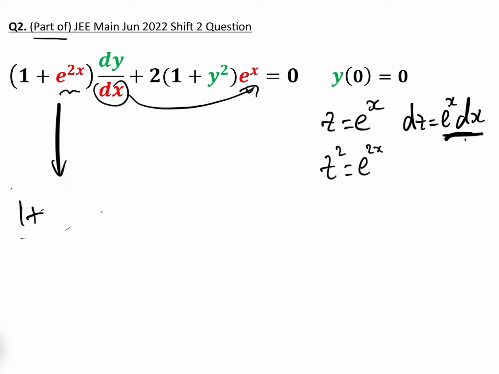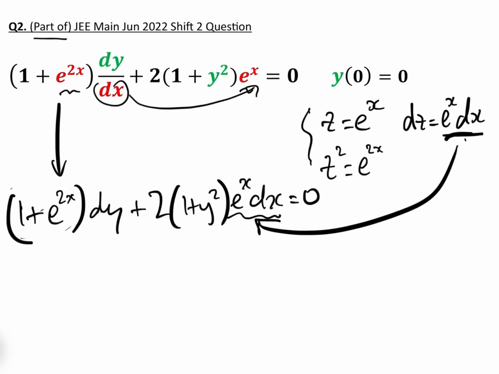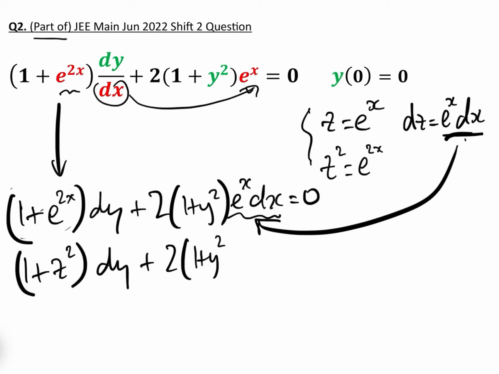So basically, let's multiply, because I took too many steps there. 1 plus e to the x dy add 2, 1 add y squared e to the x dx equals 0. Sorry, I forgot to multiply by dx. And now we have the e to the x dx there. So we can now replace, use our substitution. So 1 add z squared dy add 2, 1 plus y squared times e to the x dx, which is dz, equals 0. And hey presto, now we have a very simple equation, which is just separation of variables.